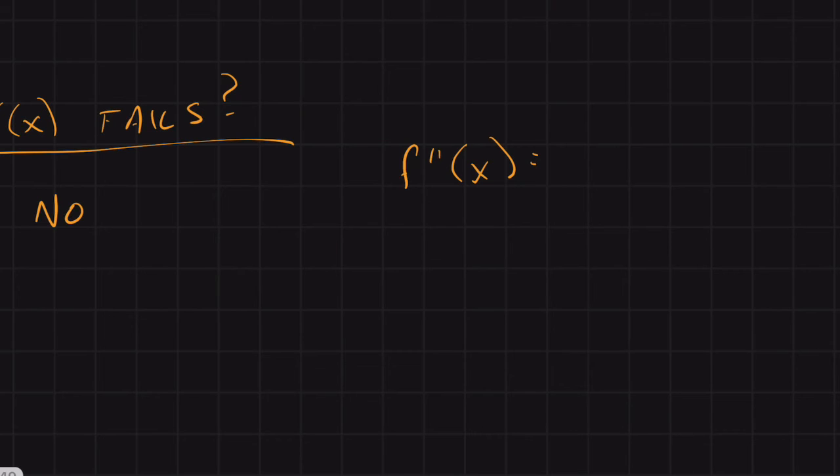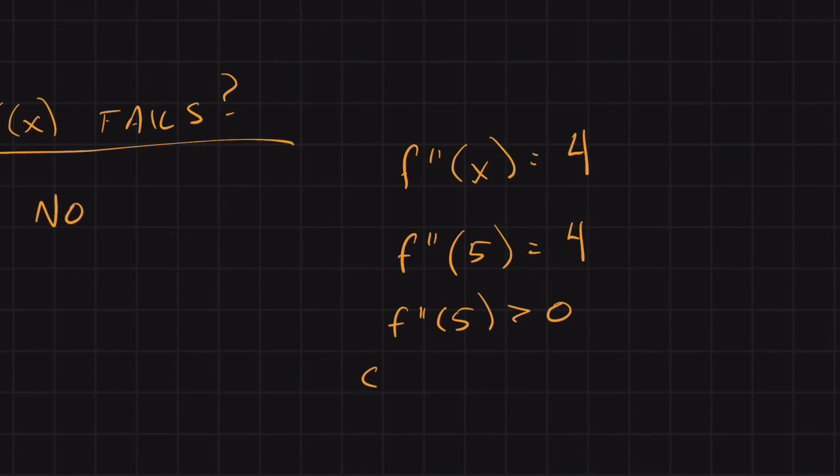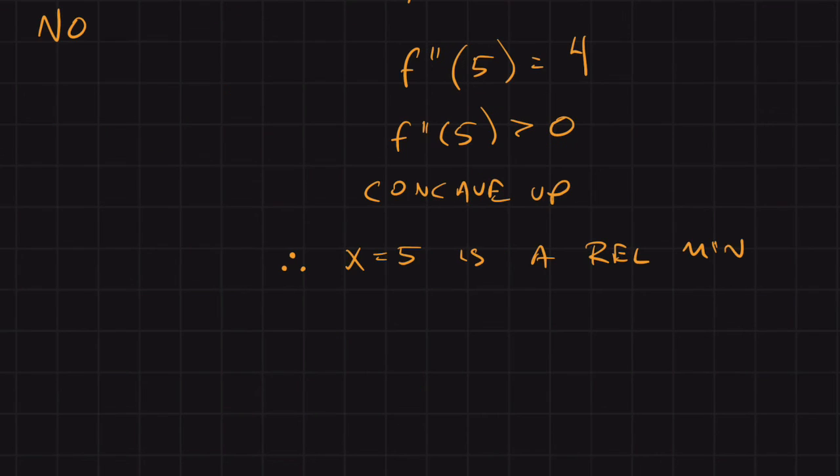So now we need to find the second derivative, and that would just be 4. We only have one critical value, that was x is equal to 5. So plug in 5 into f double prime of x. And it really doesn't matter what you plug in into your second derivative. Since there's no x's inside of that equation, you're just going to end up with a 4 every time. So f double prime of 5 is positive, which means that our graph of f is concave up. So therefore, by the second derivative test, x is equal to 5 is a relative minimum.